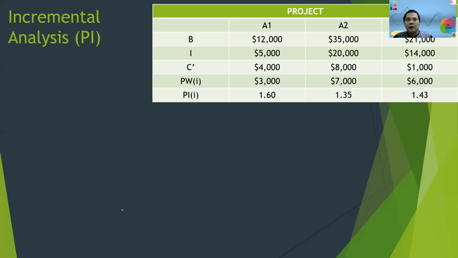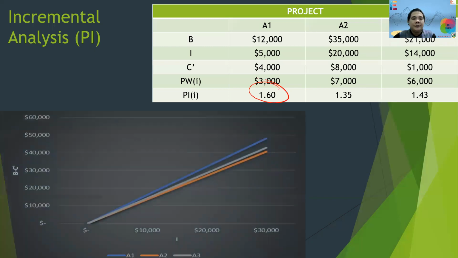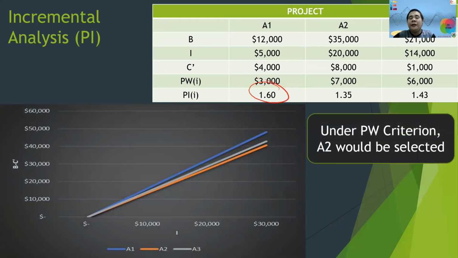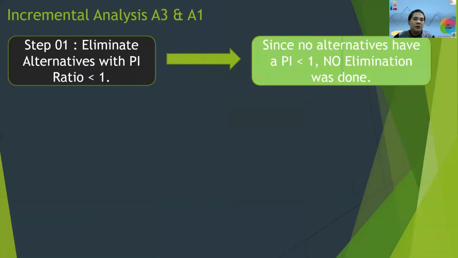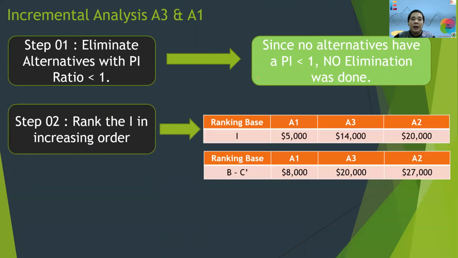So if you look, your profitability index is highest for A1. Under the present worth criterion, A2 would be selected. But under the PI analysis, A1 is the best, and A2 is the least desired alternative. Step 1, eliminate alternatives with a PI ratio of less than 1. Since there are none, no elimination was done. Number 2, rank the I in increasing order. So the order would be A1, A3, and A2.